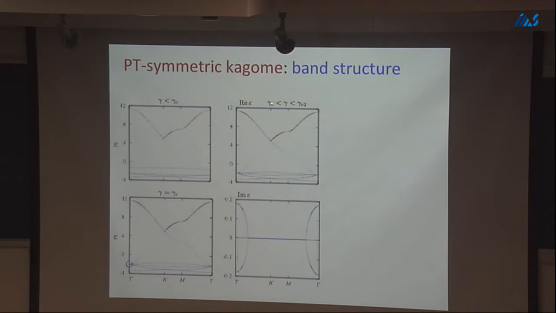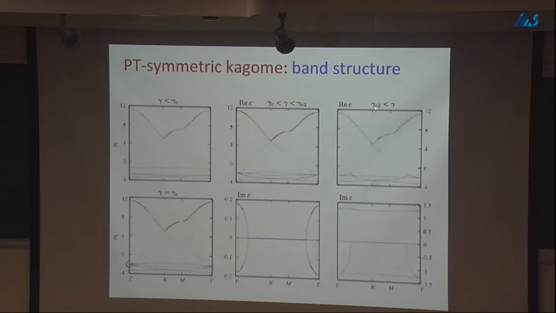And now, if I increase gamma above gamma c but below a different value, then the structure changes. So you get real and imaginary parts. So you've got broken symmetry here. So this is the first phase transition from unbroken to broken. But there is another regime. If you increase gamma further above this value, there's a different kind of broken regime. So in Kagome lattices, we get two phase transitions: unbroken to a different broken regime.